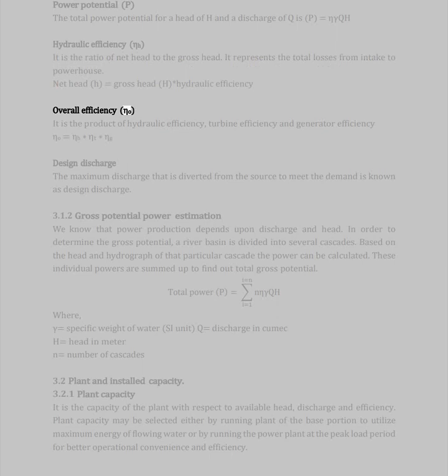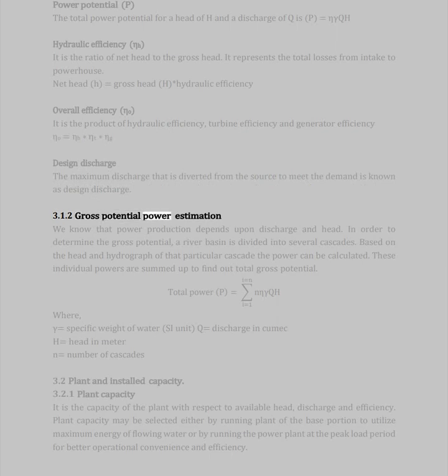Overall efficiency, eta O, is the product of hydraulic efficiency, turbine efficiency and generator efficiency. Eta O equals eta H asterisk eta T asterisk eta G. Design discharge: the maximum discharge that is diverted from the source to meet the demand is known as design discharge.